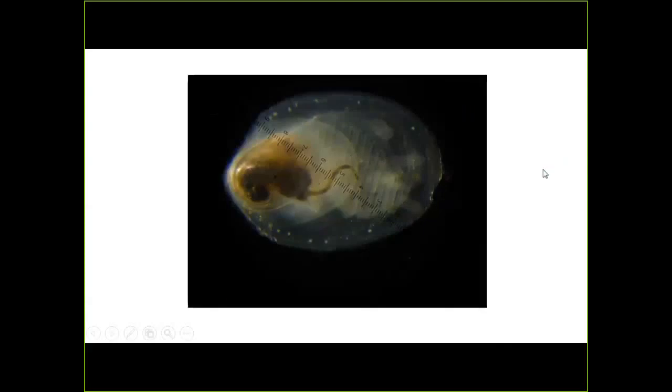And one female will release 10 to 20,000 of these larvae. Pretty nice. They're about 450 microns in shell length when they're released. And oyster larvae never get bigger than about 300 microns. And these guys, you'll see, grow really fast too, so they're much easier to work with in the lab than most bivalves are.